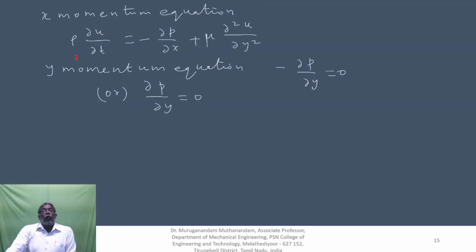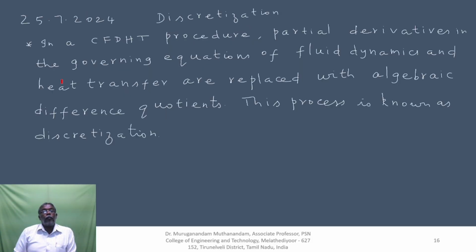So in the y momentum equation, we have only one term which is non-zero, hence partial p upon partial y is 0. That is the condition we obtained from the reduced form of the governing equations. So these two are the reduced form of the momentum equations, x momentum equation and y momentum equation for the given fluid flow problem.